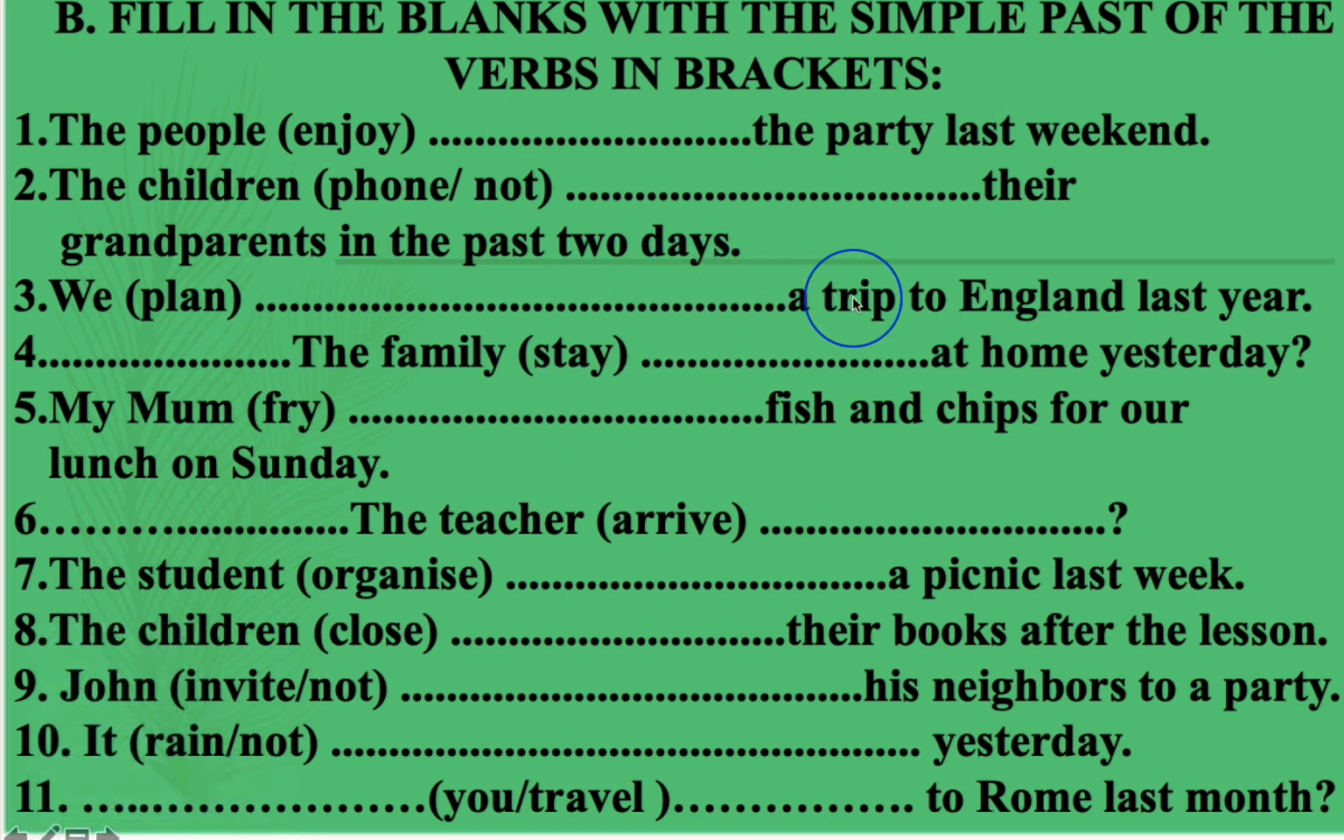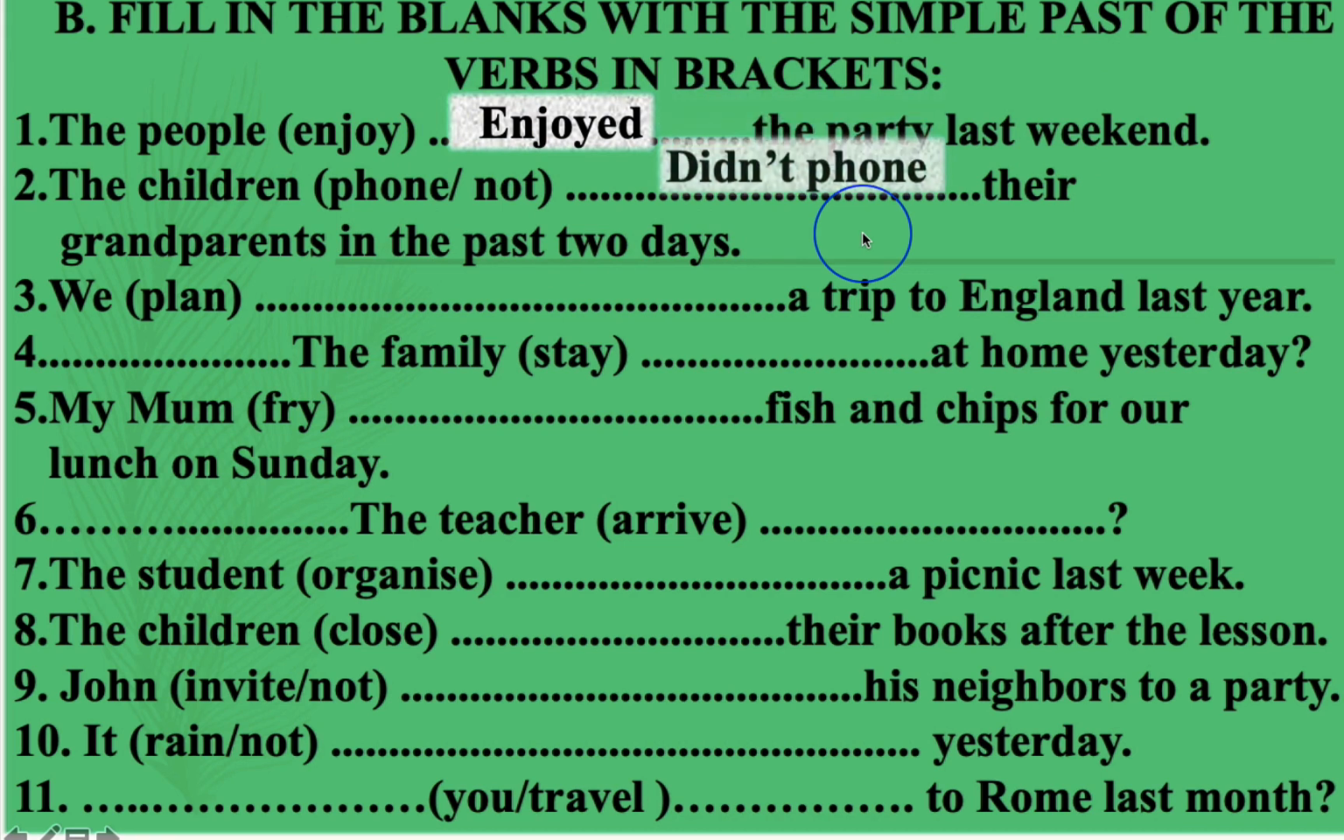The people enjoyed the party last weekend. We have the people enjoyed. Number two, the children didn't phone. We have didn't phone because we have the negative form. For the negative, it is didn't plus no change in the verb. We keep the same verb because we have didn't.